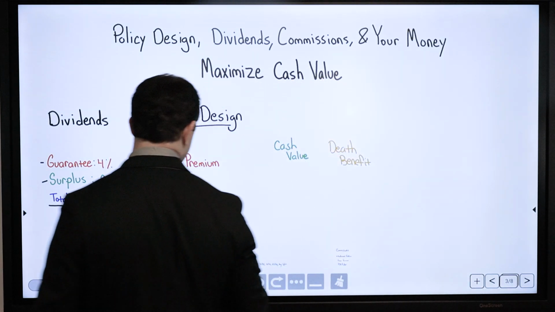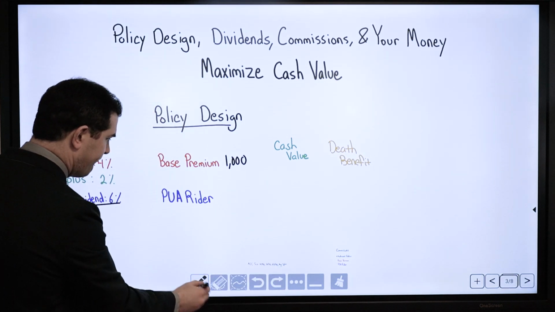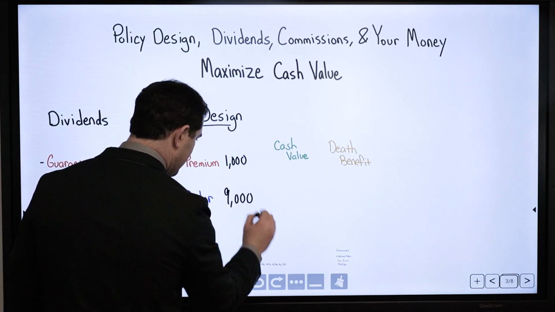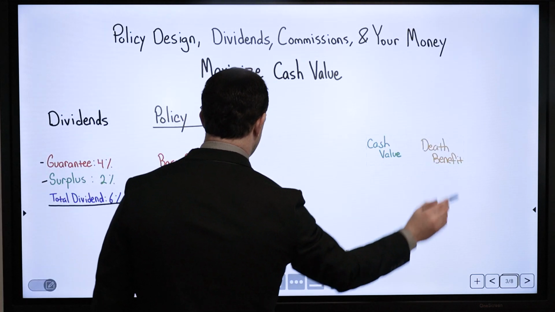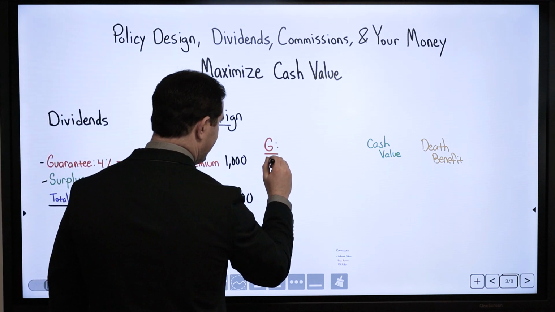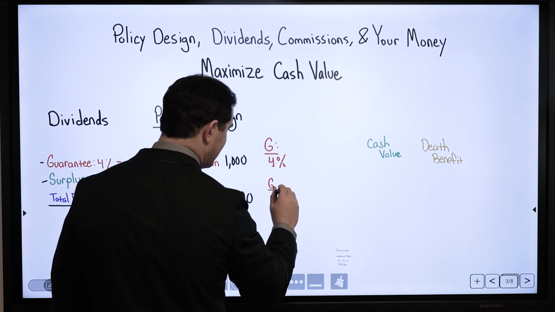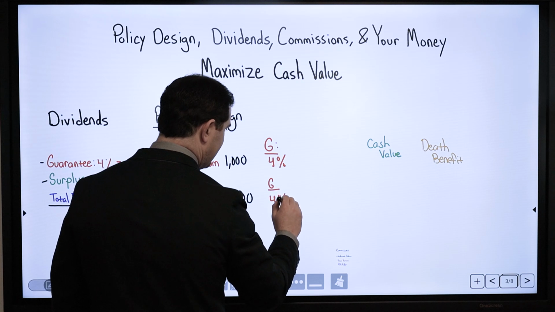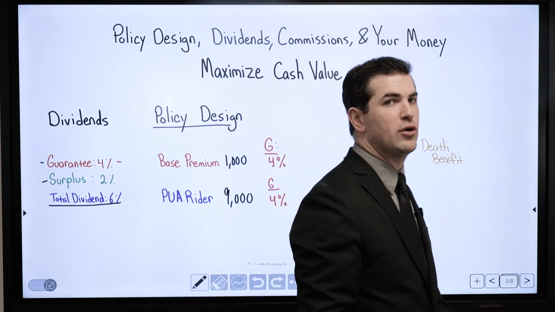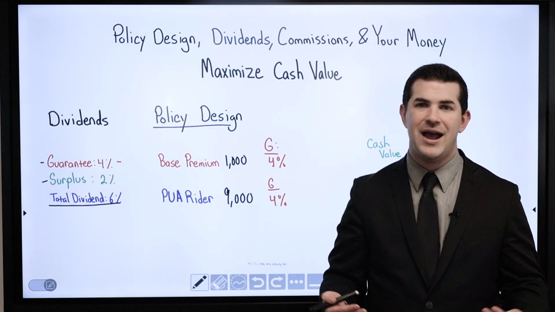So if I have $1,000 per year going to the base premium and $9,000 per year going towards the PUA component, what will happen is the guaranteed rate of 4% is applied to both these areas in the exact same manner. The guaranteed rate is no more favorable to base premium dollars than it is PUAs. If we look at any guaranteed scenario with every company I've seen when we've tested this over and over again, I have not seen a difference.